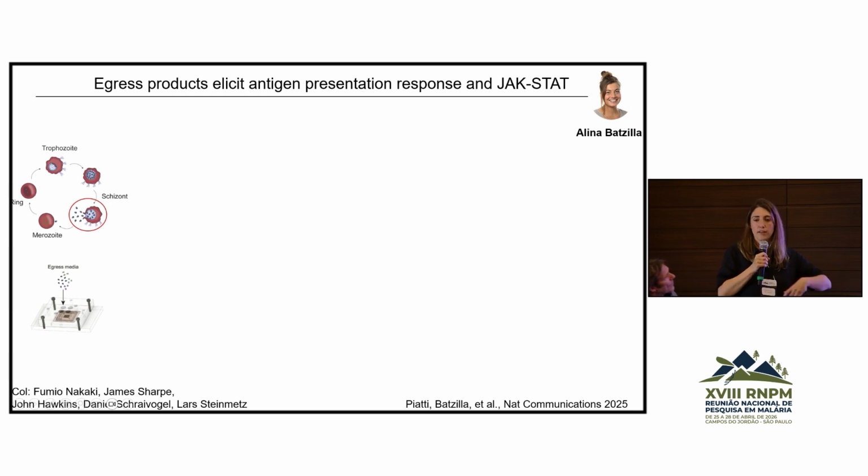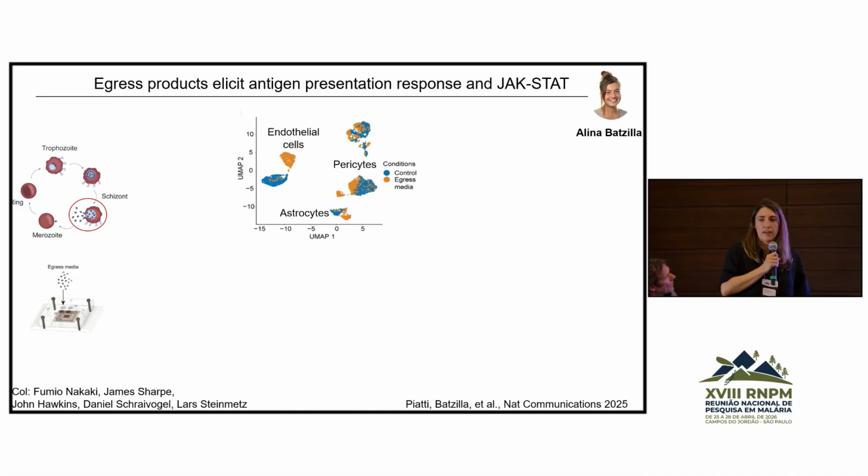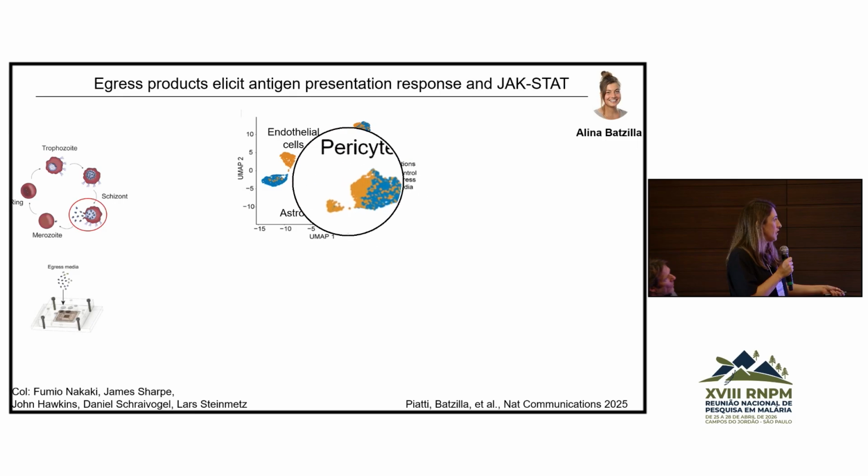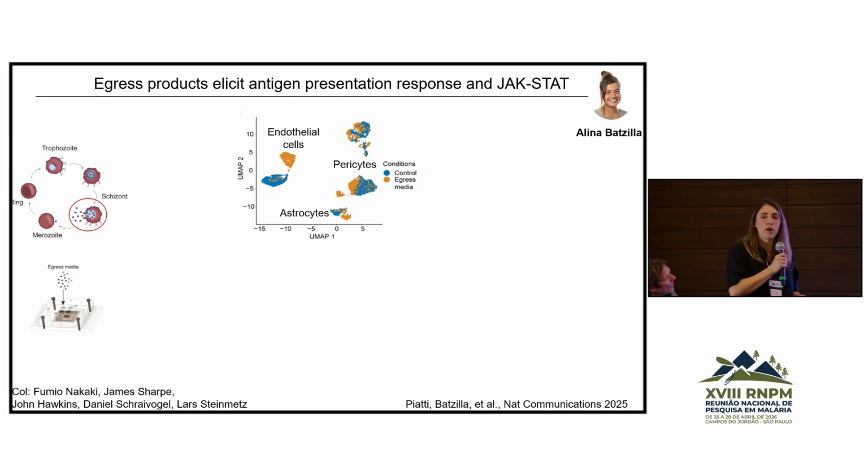So it's when the parasite ruptures and releases all these products into the circulation. And we did a lot of single cell here. Alina did that. And it was very exciting to see that when we add these egress products from the malaria parasite that you can see here in orange, our endothelial cells completely change the transcriptome, not only endothelial cells, but also pericytes and astrocytes, which are the cells that are across the barrier, showing that these malaria products were also reaching beyond the endothelial cells.